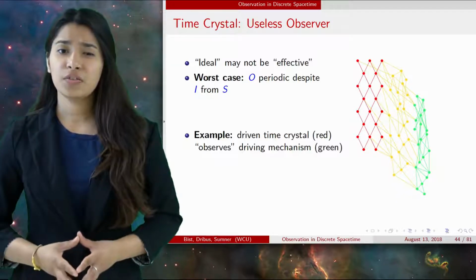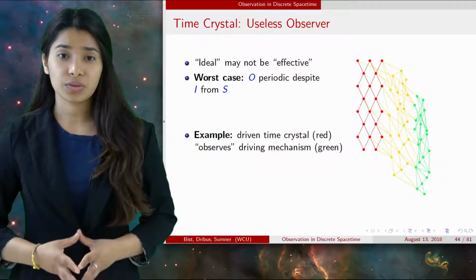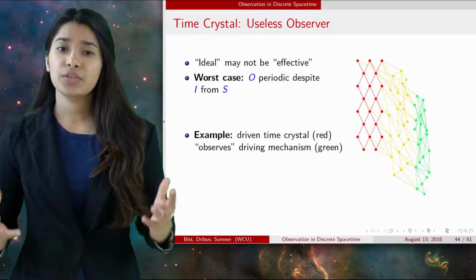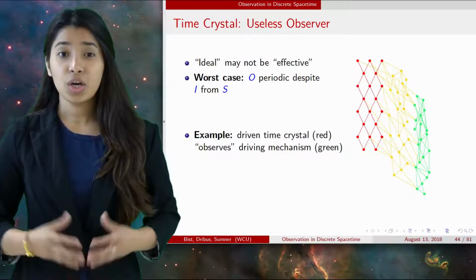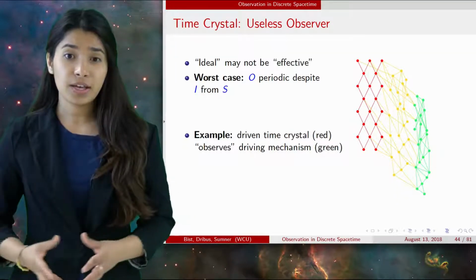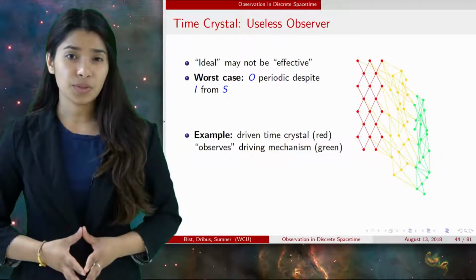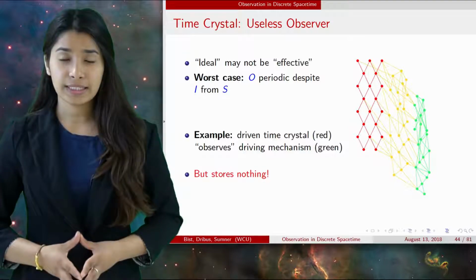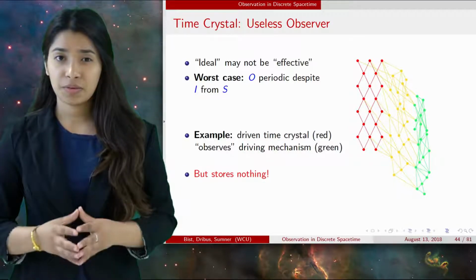We can think of the time crystal as the observer and the driving mechanism as the observed system. Even if we arrange for the time crystal to sample all the data flowing from the driving mechanism, which of course is unlikely on its own, it would still be a completely ineffective observer because it would not store that data. It will be like Watson, seeing everything but effectively observing nothing.